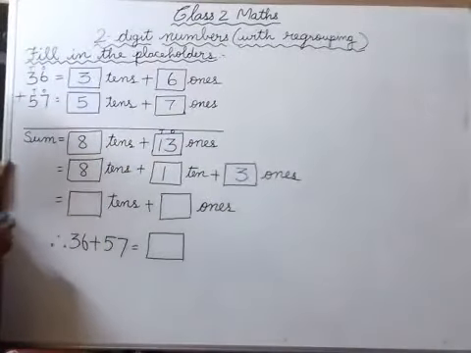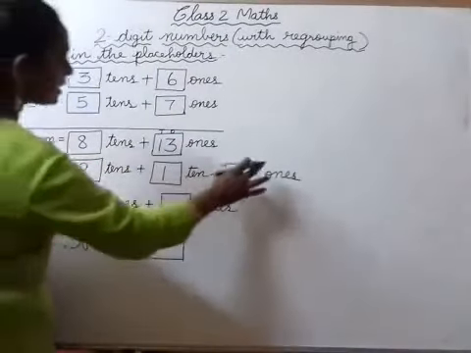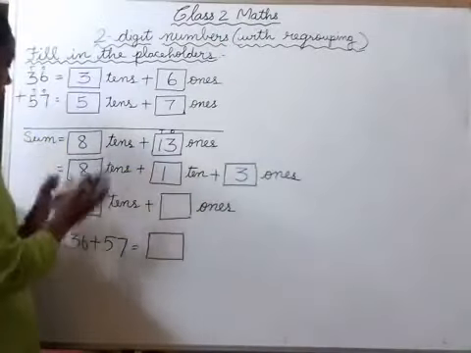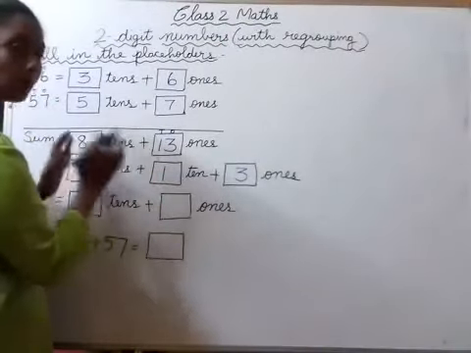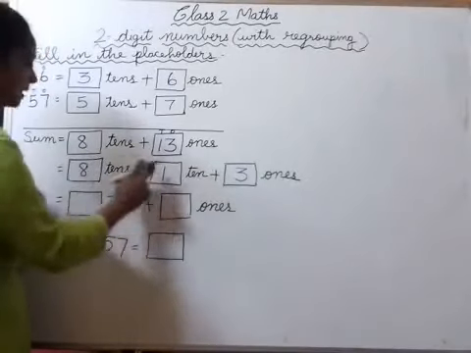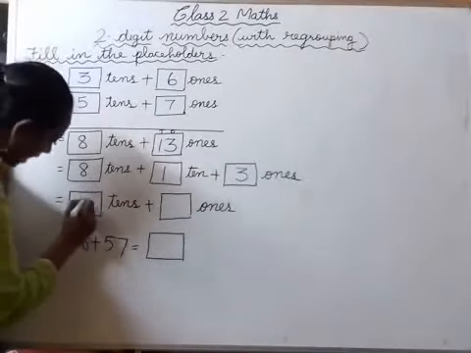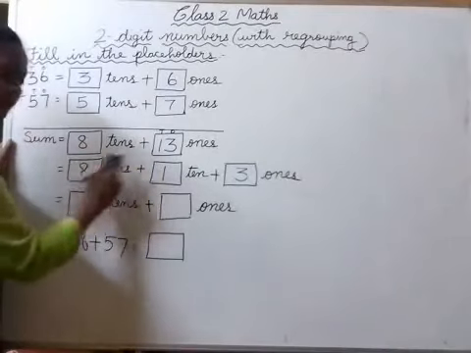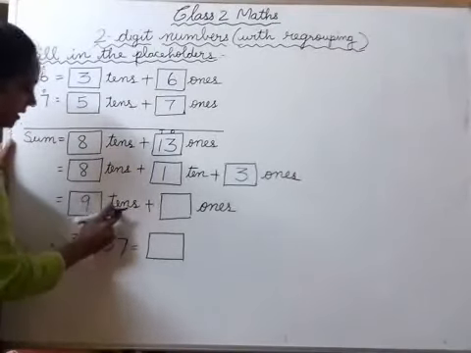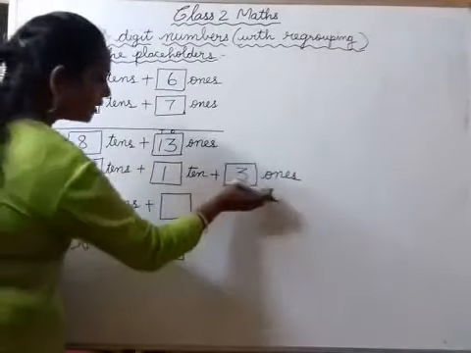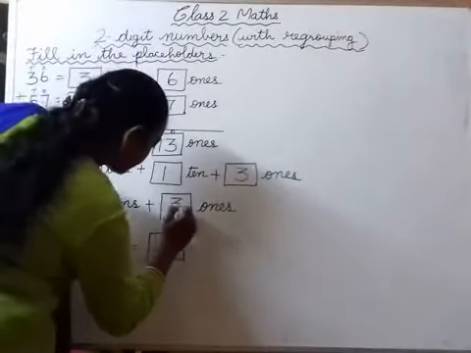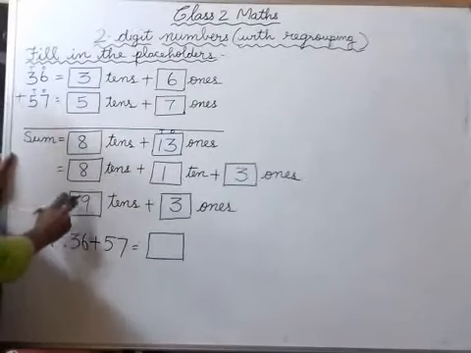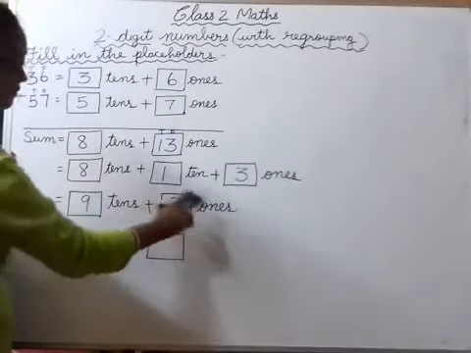Is it clear? अभी ones अलग है, so what we have to do is tens and tens इन दोनों को आपको add करना है. 8 plus 1 is 9. So 9 tens and we are left with ones. How many ones are there? 3 ones. So 9 tens plus 3 ones.